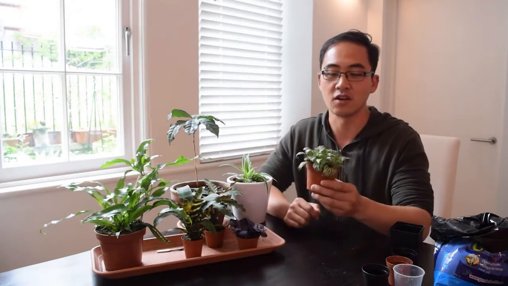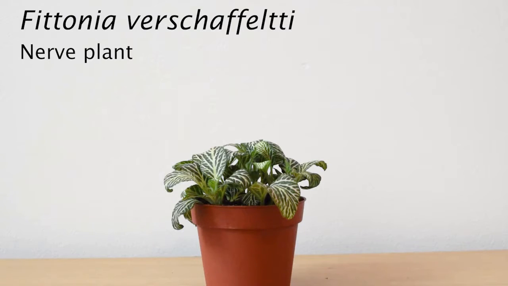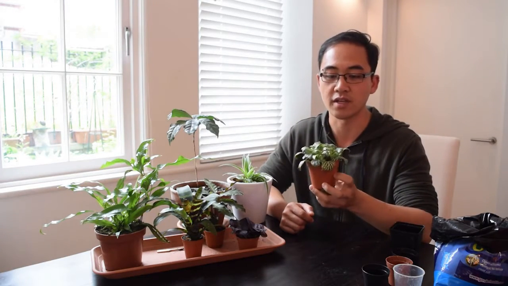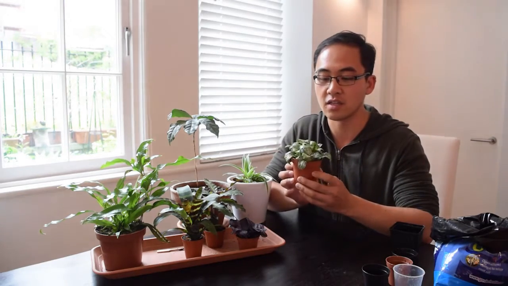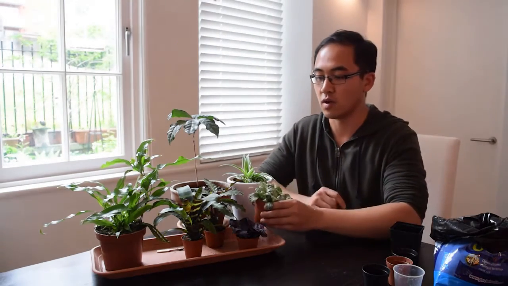So first off, we've got this one here. This is a Fittonia verschaffeltii, which is also known as the nerve plant. This is a plant that is native to Central and South America, so that's perfect geographically. Also, they're a rainforest understory plant, so the dart frogs will be well familiar with these, and they like to grow in humid conditions, and they can deal with quite a bit of shade.